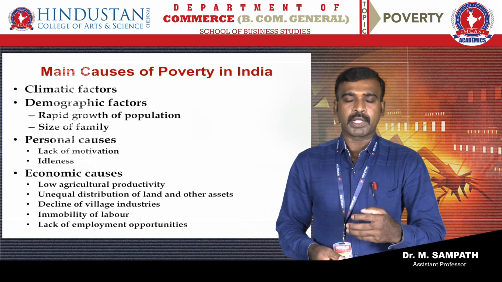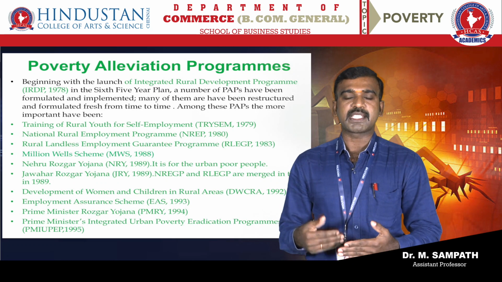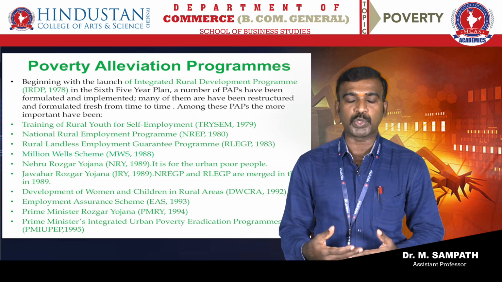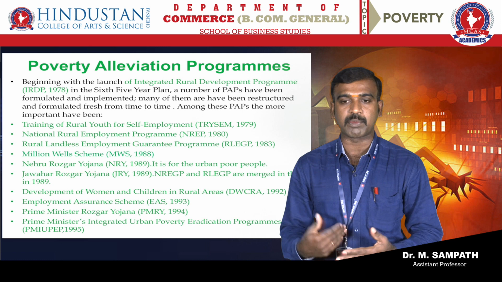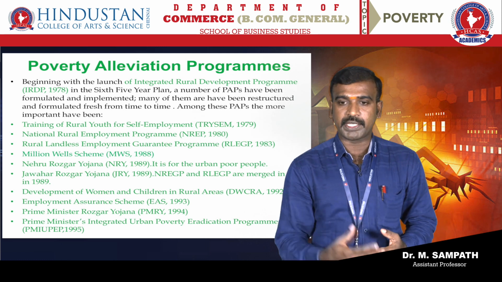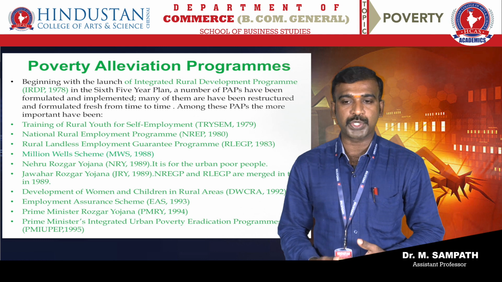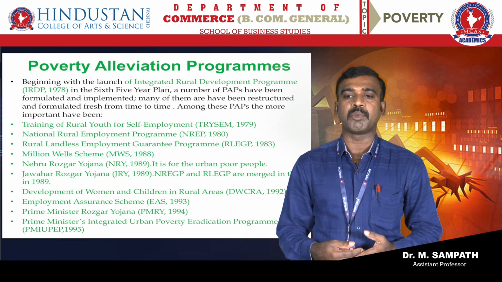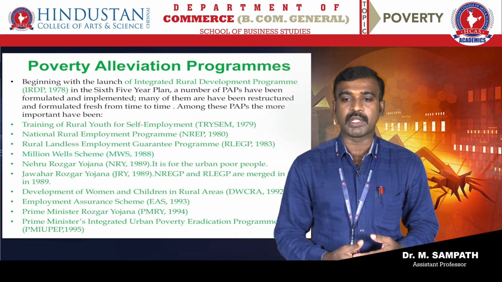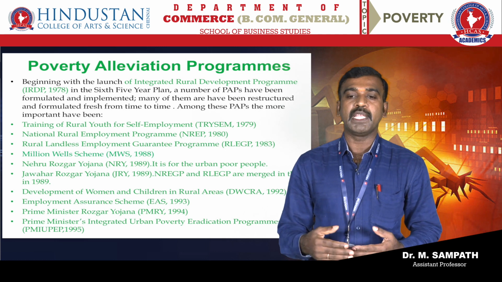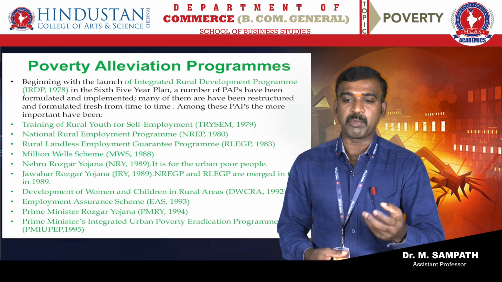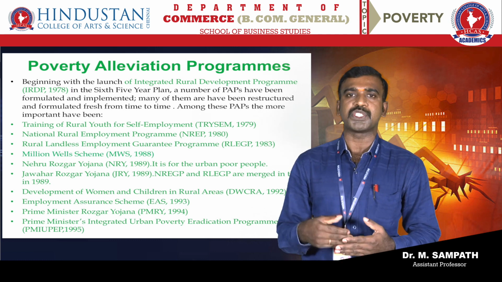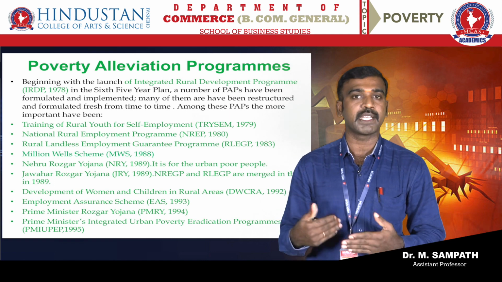For the reduction of poverty, our central government and state governments have created and implemented various programs. They are called poverty alleviation programs. From 1978, the Integrated Rural Development Programme was introduced. After that, various programs were introduced, like Training of Rural Youth for Self-Employment, Rural Landless Employment Guarantee Programme, Million Wells Scheme, Prime Minister Rozgar Yojana and Employment Assurance Scheme. These programs were introduced by the central government for alleviation of poverty in our India.